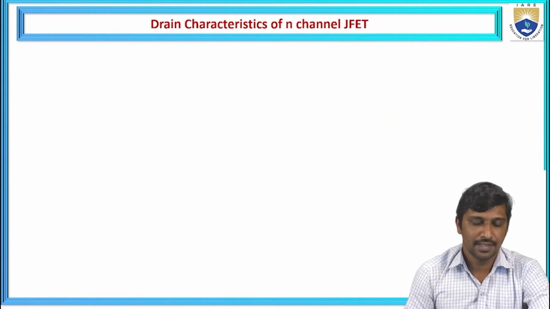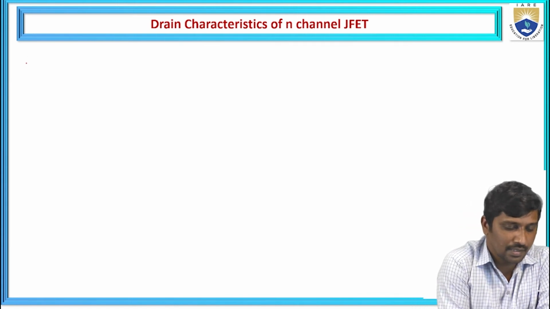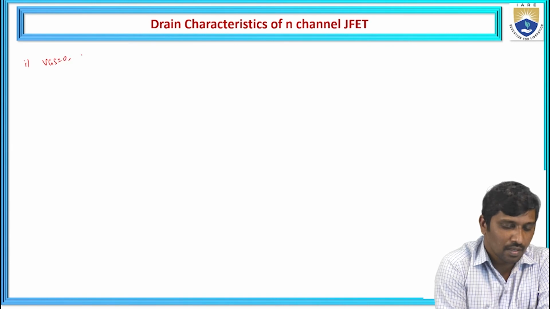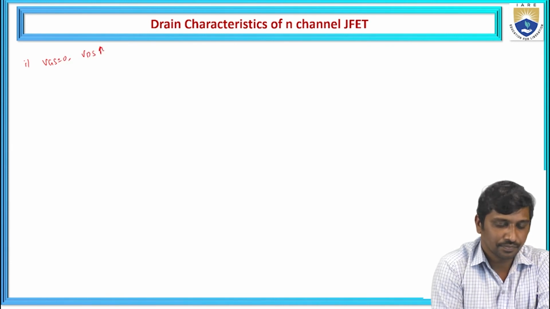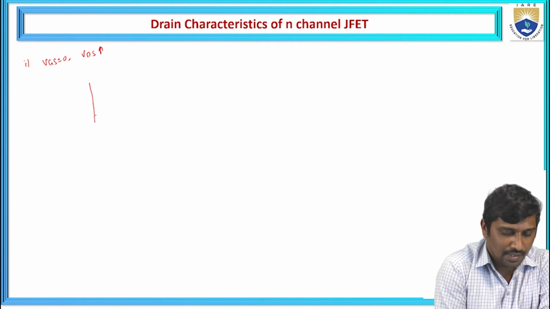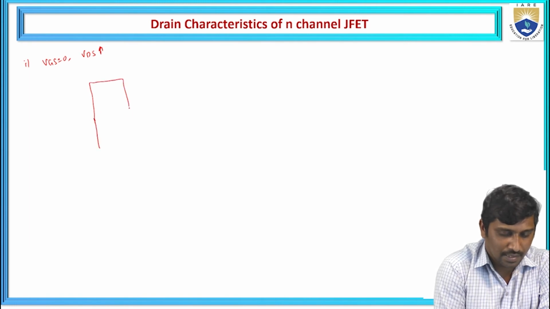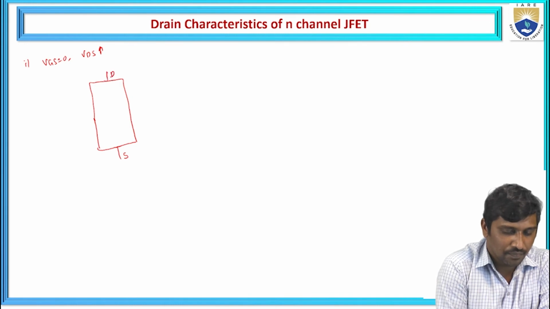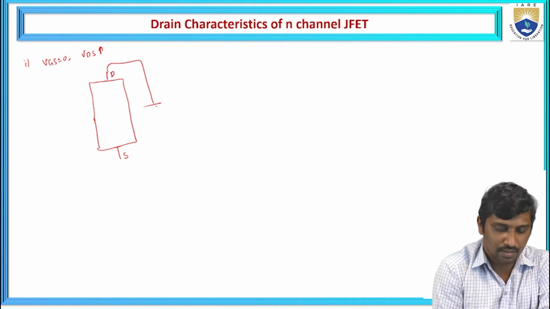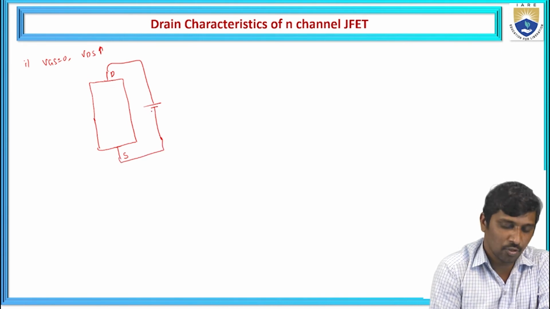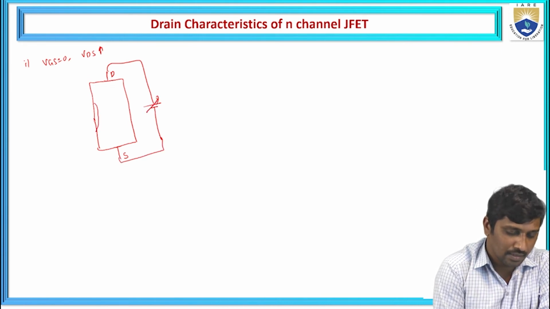In the first case, I am going to take VGS as 0 and VDS increases. Let us consider this is the source and this is the drain. The drain is biased with the positive pole of the battery, and the source is biased with the negative pole of the battery. And this is P plus, and internally these two are shorted.